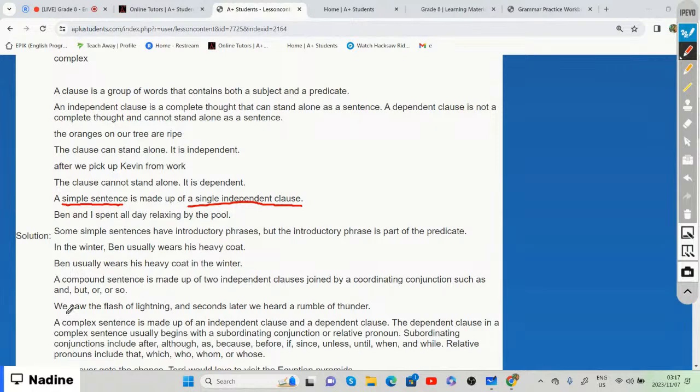So then that is a simple sentence, right? And we said a simple sentence is basically a main clause that contains both a subject as well as a predicate. And that is equivalent to a sentence that can stand on its own, an independent clause or independent sentence.